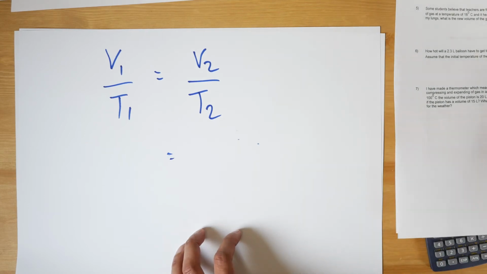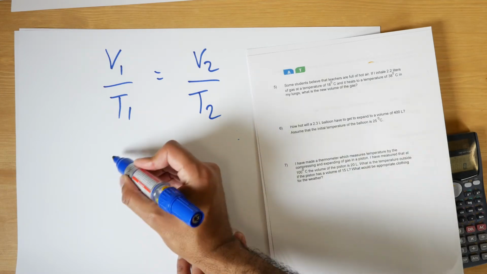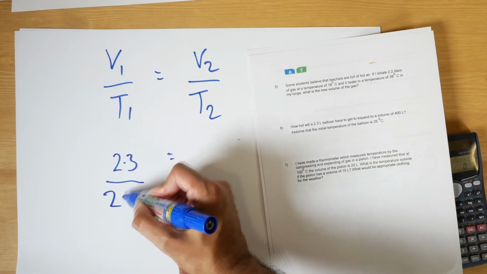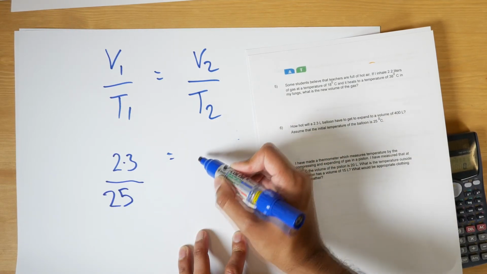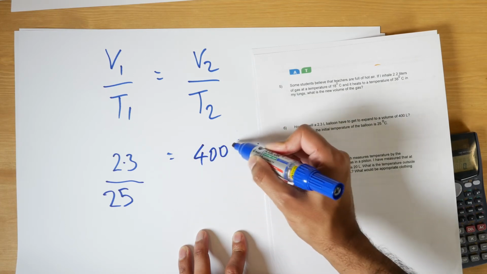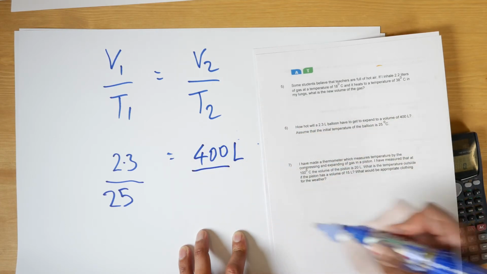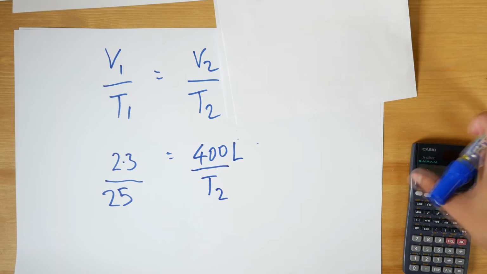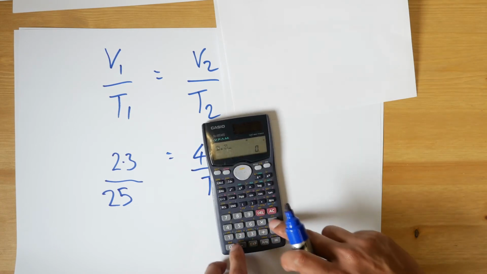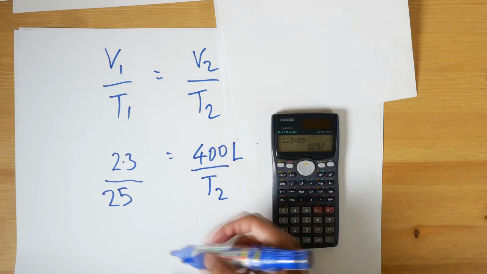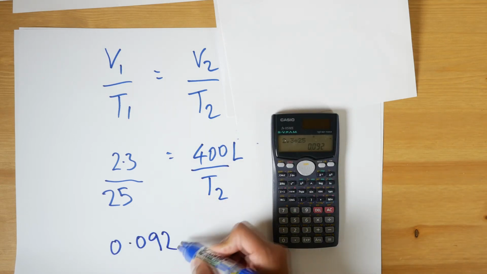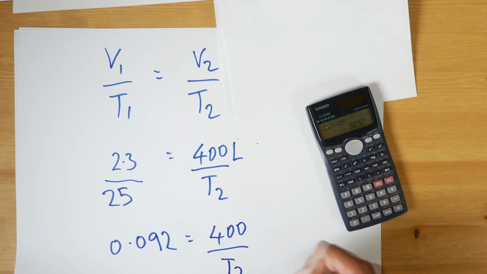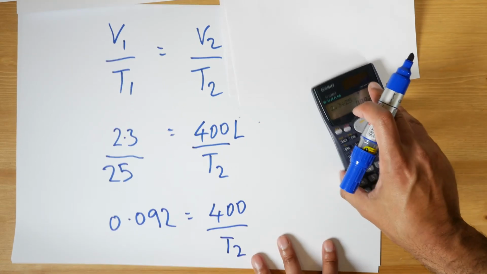Let's put in our numbers. V1, so volume 1 was 2.3 litres, divided by T1, which is 25, is equal to V2, and they're saying 400 litres, it's a big expansion, divided by T2, which we don't know. So the first thing I'm going to do is work out 2.3 divided by 25, and that's 0.092, which equals 400 divided by T2.